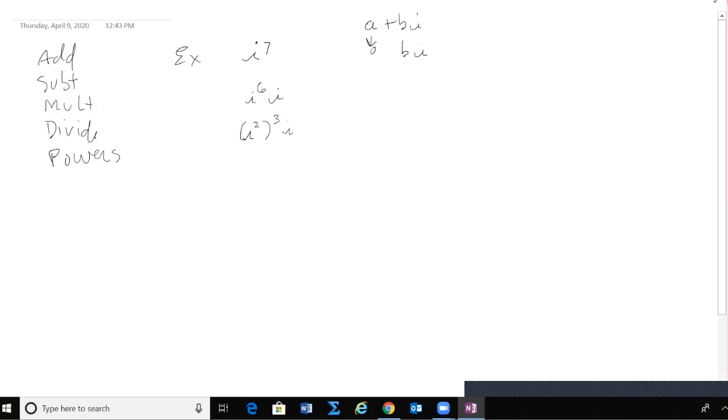I to the 6th, and then leave this i here. The reason I did this is because i to the second power is a negative 1. And negative 1 to the 3rd is just a negative 1 times i, and we would just write this as a negative i. That's now standard form. Okay, that's standard form.